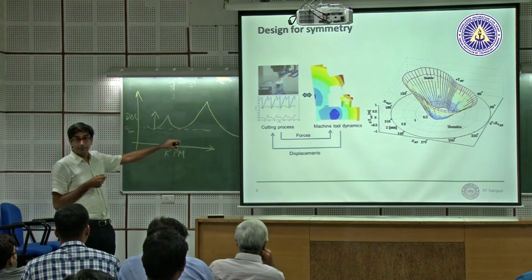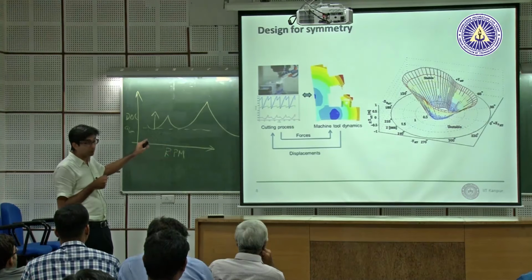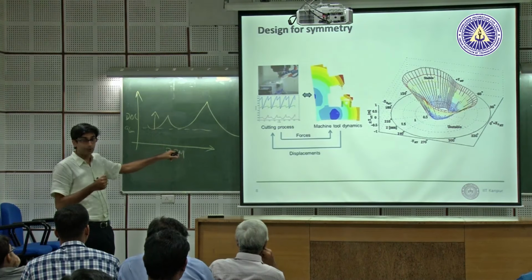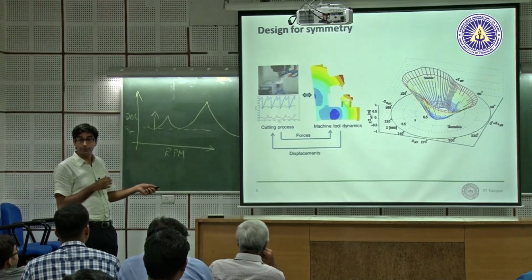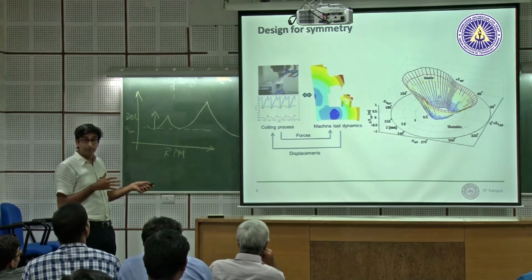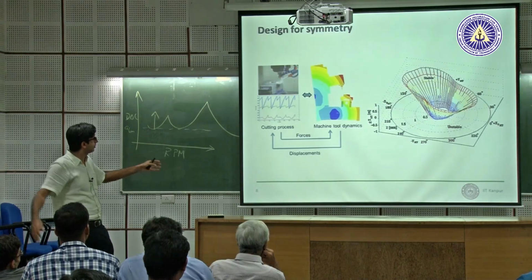This is a similar idea. If the structure properties are non-uniform in different directions, what happens is you get some kind of a stability envelope of machines. This is the stability envelope of the entire work volume of a machine.